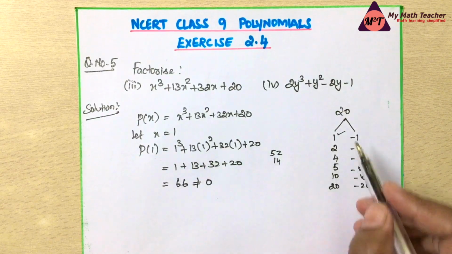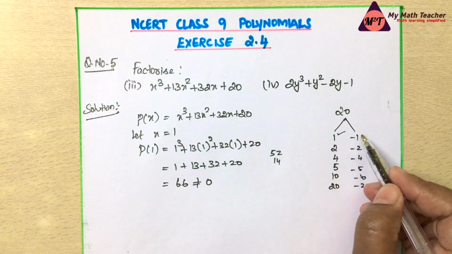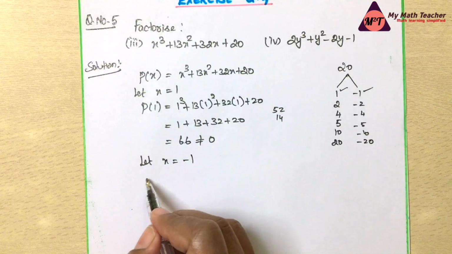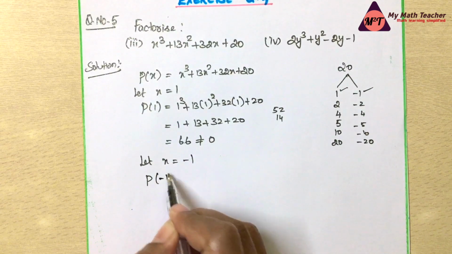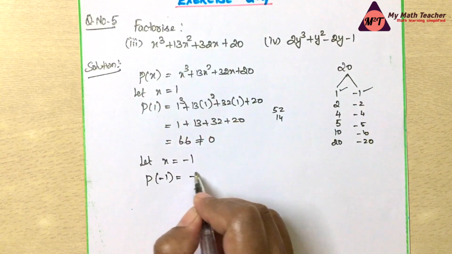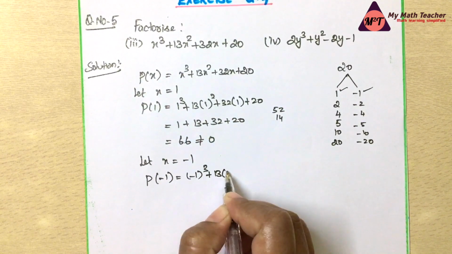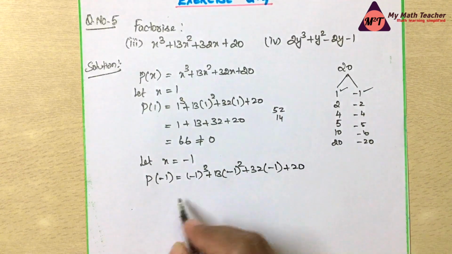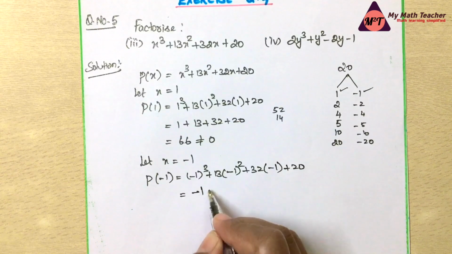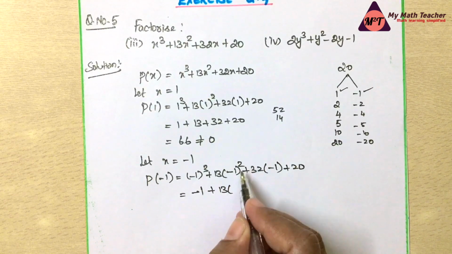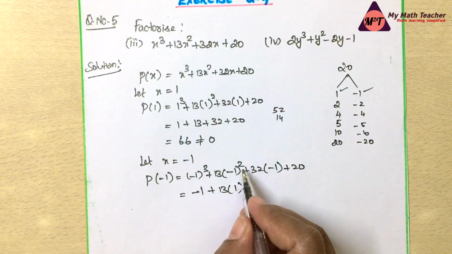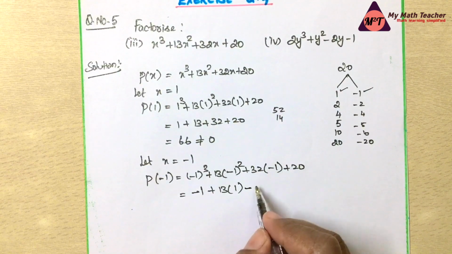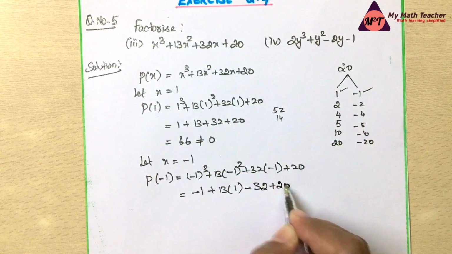Now let us consider the next one. After 1, go for the negative one. So now let x is equal to minus 1. We are applying minus 1 instead of x. So p of minus 1 is equal to minus 1 cube plus 13 into minus 1 square plus 32 into minus 1 plus 20. Now here minus 1 cube is minus 1, plus 13 into minus 1 square, it is plus 13. Then plus 32 into minus 1 is minus 32. The last one is 20, keep it as it is.